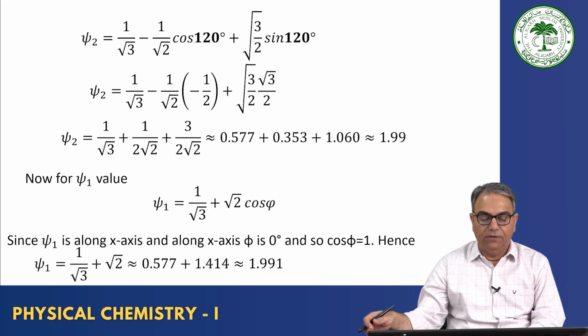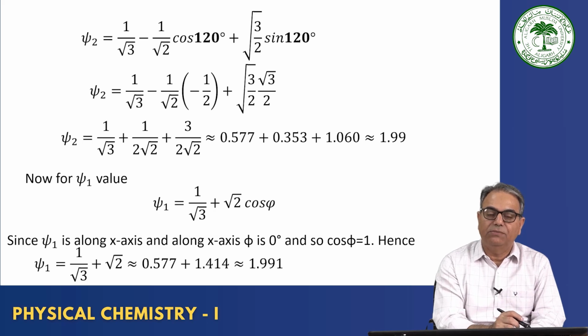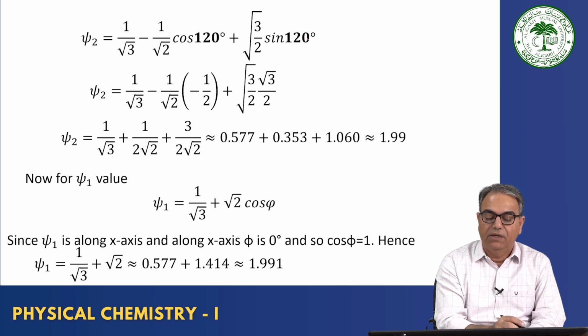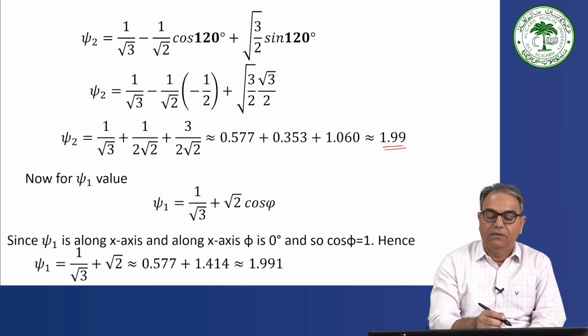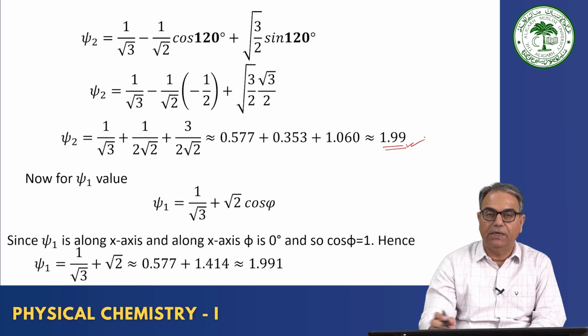Okay. So, if you put the value 120-degree angle, what is the actual value of psi 2 that comes out to be? So, if you write cos 120-degree and sin 120-degree, what do you get? The value is 1.99. Okay. So, 1 by root 3 remains, 1 minus 1 by root 2 times minus 1 by 2 plus root 3 by 2 times root 3 by 2. Okay. So, what do you get? You get 1 by root 3 and 1 by 2 root 2 plus root 3 by 2 times root 3 by 2, which is 3 by 2 root 2. And if you find the actual value, it comes out to be 1.99.